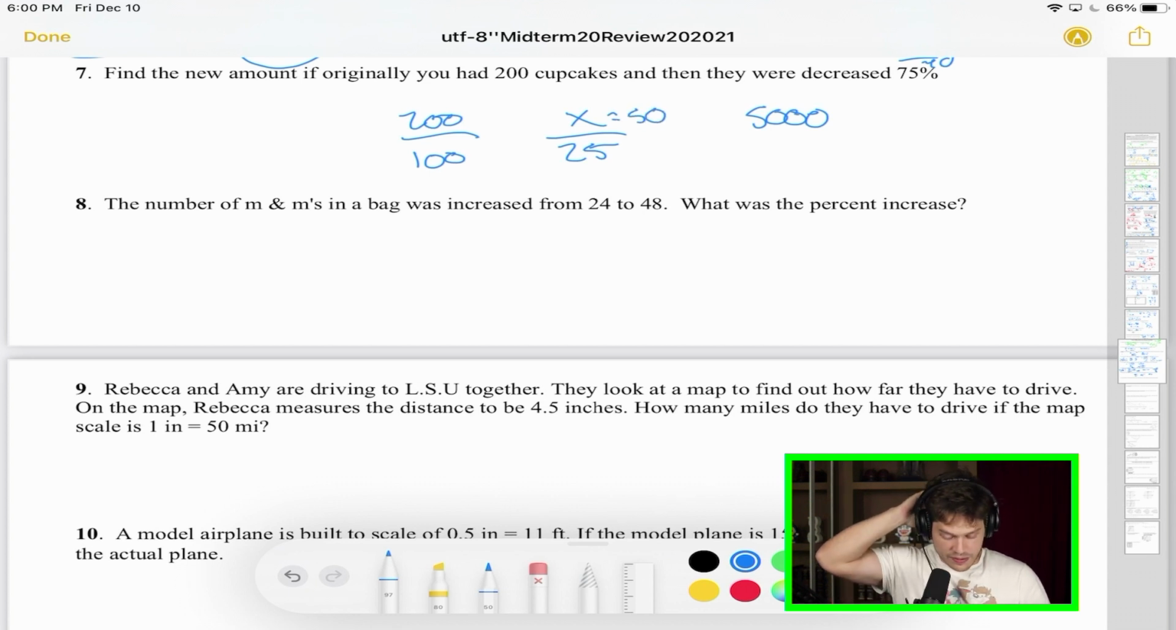And that makes sense. 50, 100, 150, 200. Yep, that makes sense. So we have 50 cupcakes left.